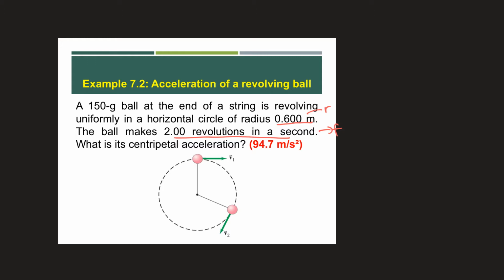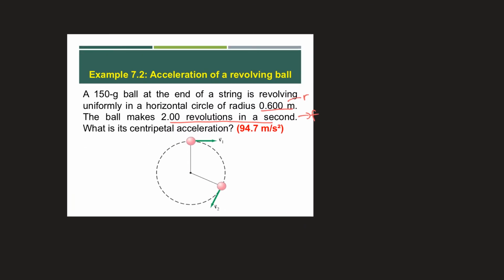We know that when it comes to the centripetal acceleration, the formula is a_c equals v squared over r. For us to find v, we are going to use v equals 2 pi r over T. From the frequency of 2 revolutions per second, the period is going to be 1 over 2, so you are going to get 0.5 second.